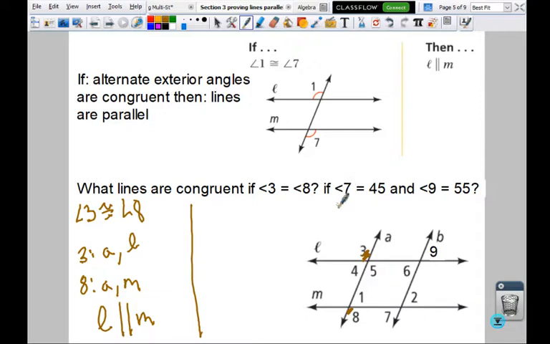Alright, for our next one, second question. Oh well. If angle 7 is 45 and angle 9 is 55, let's see if we've got parallel lines somewhere. Angle 7 is right here. Angle 9 is right here. 7 is 45, 9 is 55. These are alternate exterior angles, right? Are they equal to each other? No, 45 is not equal to 55. I don't know if I have parallel lines. They might be there somewhere, but I don't know. So my answer is going to be none.